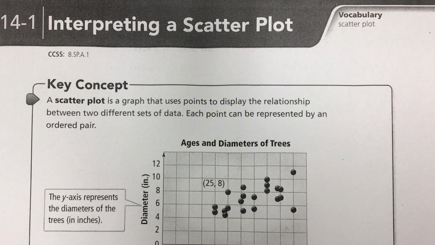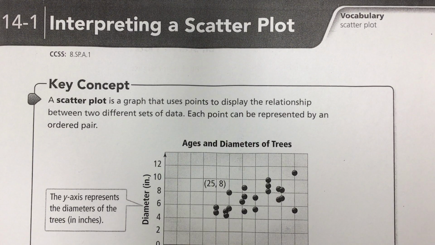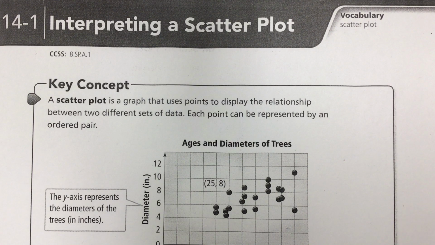Section 14-1, Interpreting a Scatter Plot. A scatter plot is a graph that uses points to display the relationship between two different sets of data. Each point can be represented by an ordered pair.